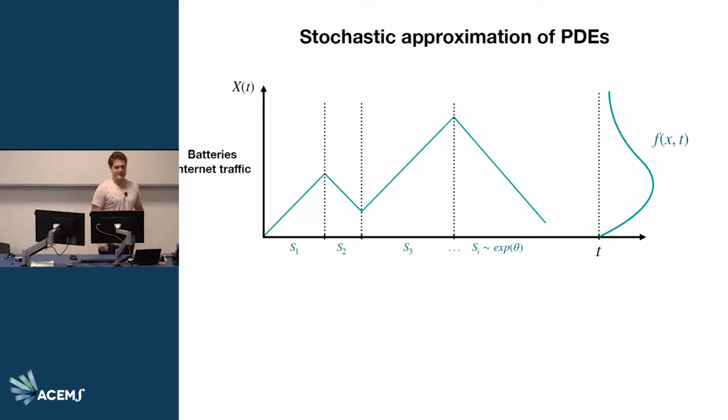Hi everyone. So I work on stochastic processes which look like this. So the processes go up and down linearly for random amounts of time. These have been popular models for things like storage, like the amount of energy in a battery and water levels in dams, and also for internet traffic. Specifically, I'm interested in the density of the process at time t. So that's this function f of x, t.